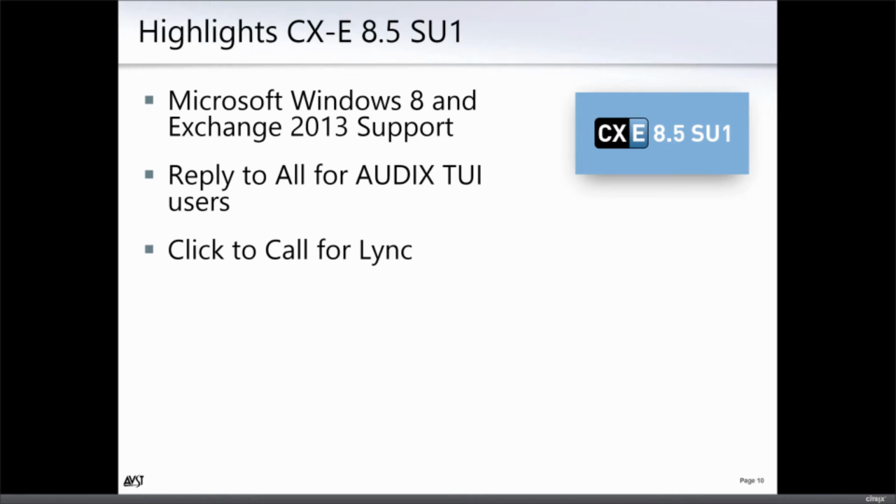So the big things in Software Update 1 are support for Windows 8 clients and for Exchange 2013. As we stand now, by the way, with Software Update 2, we support Windows 8 clients for everything that we do. For the admin clients, Outlook 2013, all of that is supported, and Exchange 2013 and Office 365 are supported as well.